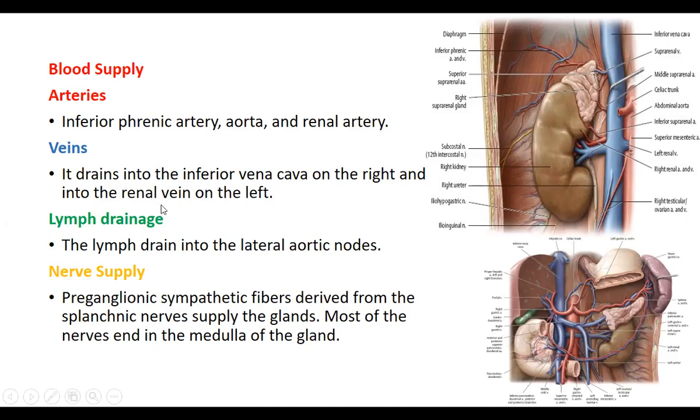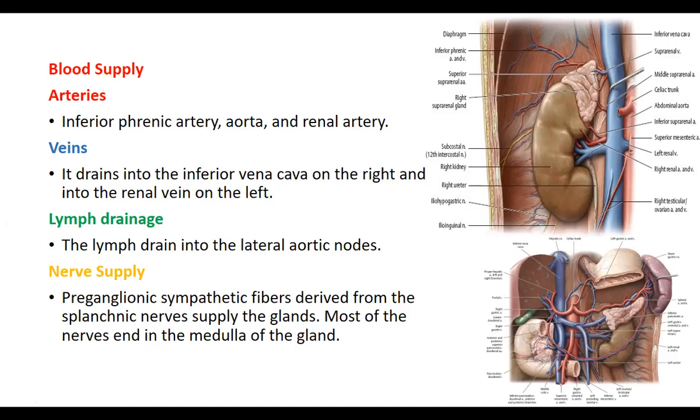Now coming to the lymphatic drainage. Lymphatic drainage is to the para-aortic group of lymph nodes, which are also called lateral aortic. Para means beside, which is nothing but lateral. So just beside the aorta, there will be a group of lymph nodes on either side of the aorta. These are called the lateral aortic, or para-aortic group of lymph nodes.